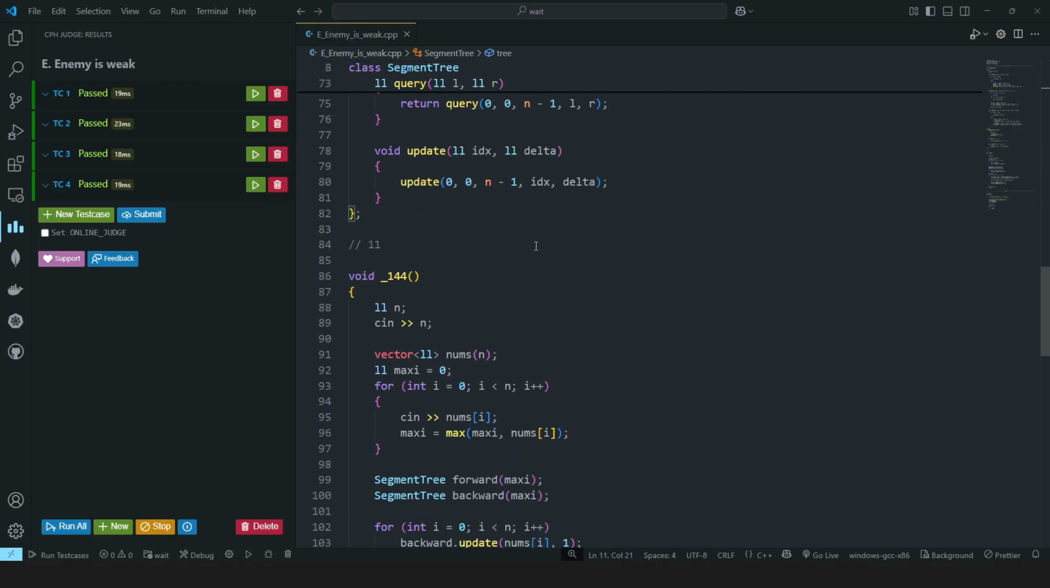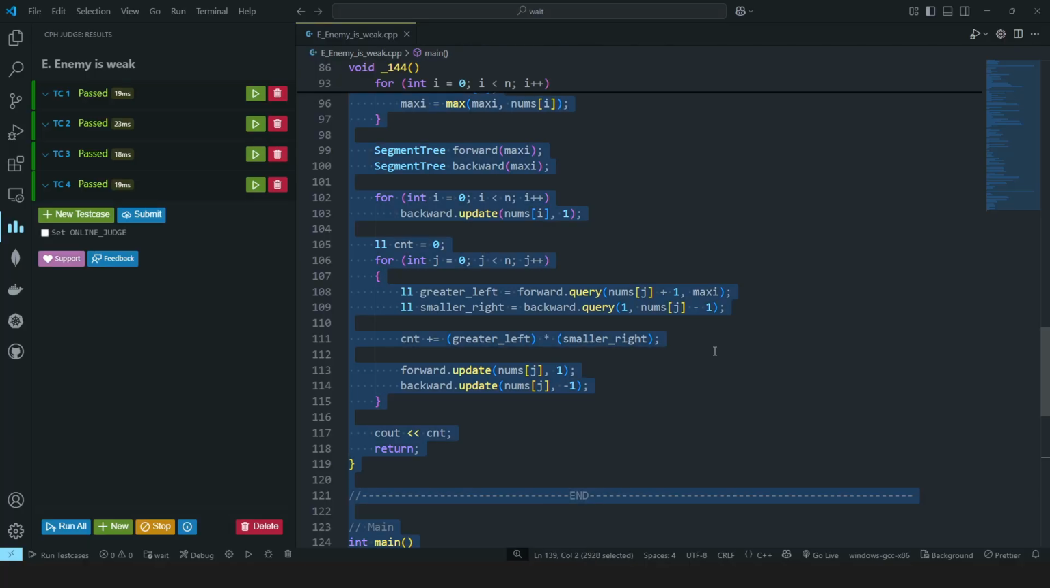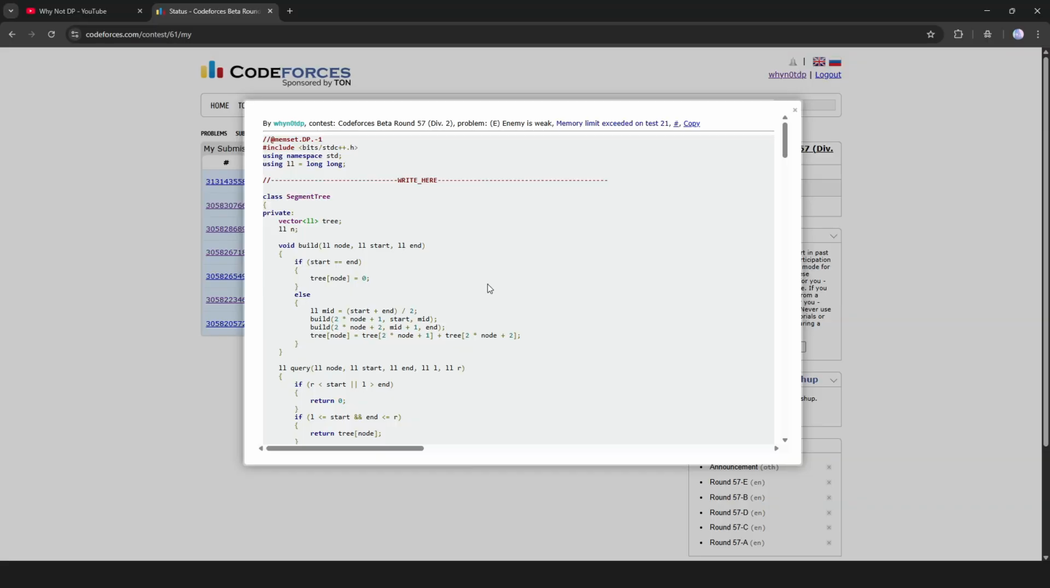So now I think I have written the complete code, and if I try to submit this on the platform, let's see if this is correct or not. As you can see here, we have got memory limit exceeded on test 21. So why has this happened? The video is not over yet. Please be with me for a few more minutes.